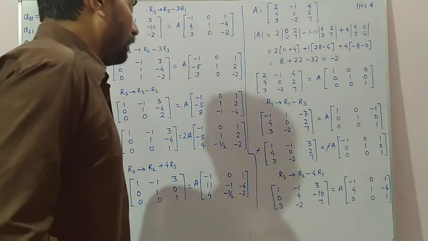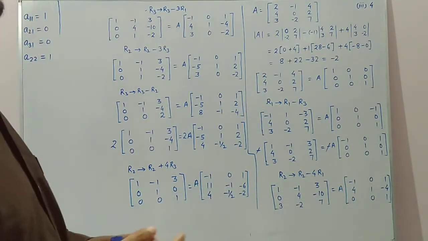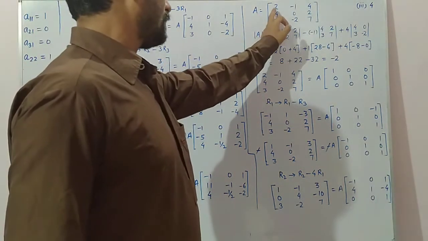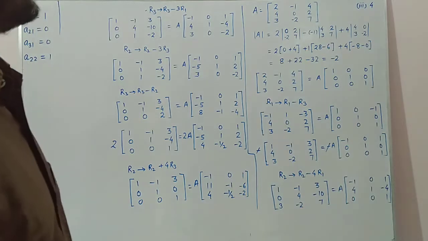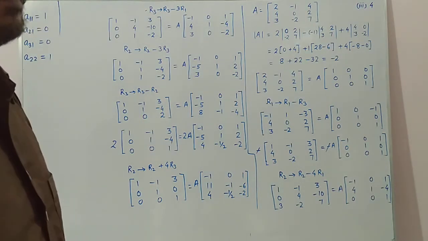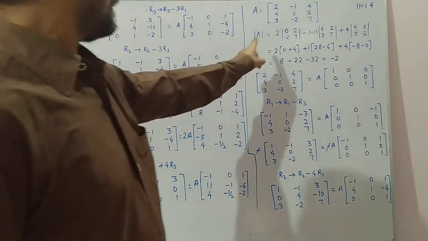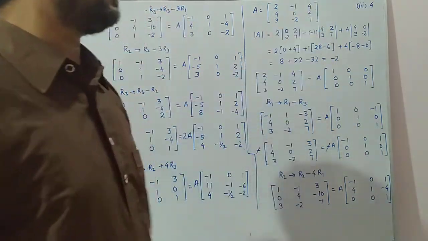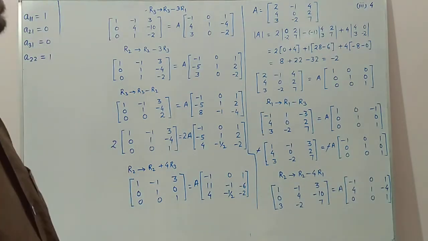Today we'll start with question number 4, number 3. Now in C4 number 3 it is given that we have to find the inverse of 2 minus 1 4, 4 0 2 3 minus 2 7. So first of all we will find the determinant, and on determining the determinant we see that determinant equal to minus 2. That means inverse is possible.